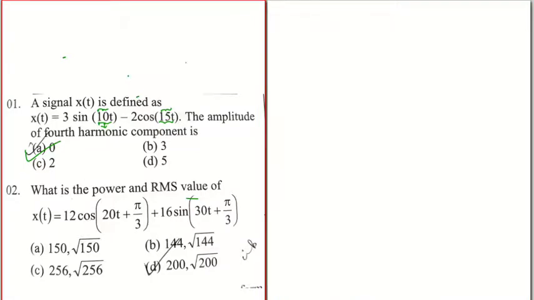What is the power and RMS value of x of t is equal to 12 cos 20t plus pi by 3 plus 16 sin 30t plus pi by 3. So, whenever a sinusoid signal, that is a sine or a cos signal is asked, and if power is asked, it is actually, let me give an example. If a sine omega t plus pi by 3 or anything is asked, the power is actually equal to a square divided by 2. That's all we have to do, okay.